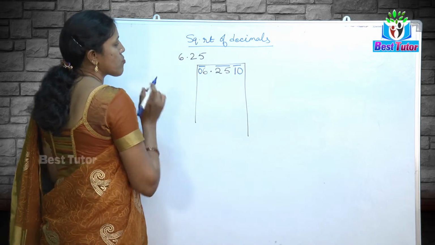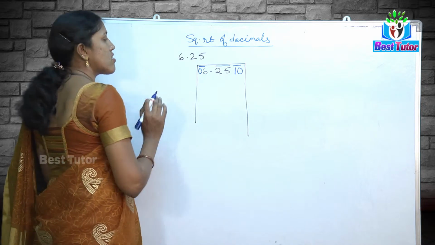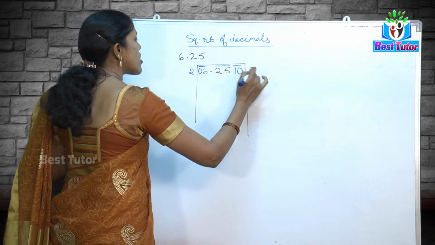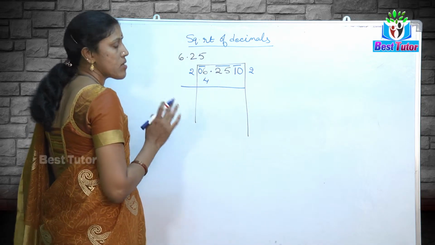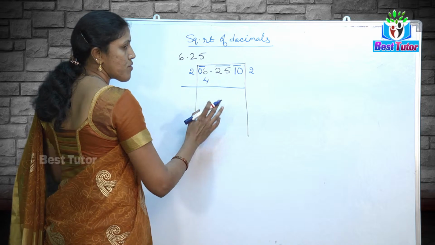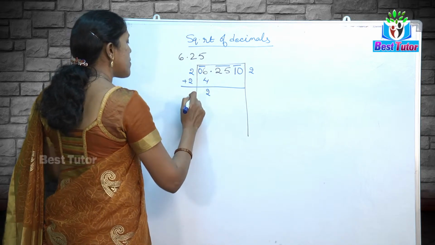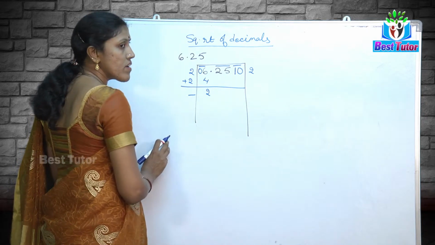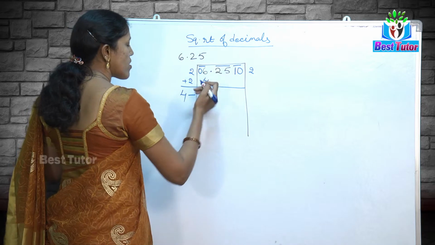We start with the first pair. The first pair is 6. The perfect square which is less than 6 is 4. 2 2s are 4. We have to be thorough with at least the first 20 perfect squares so that the procedure becomes very simple. 6 minus 4 is 2 and here we need to add the same number and we need to leave a blank for the ones digit. 2 plus 2 is 4. Now, the difference is 2.